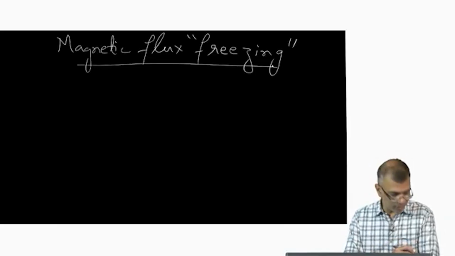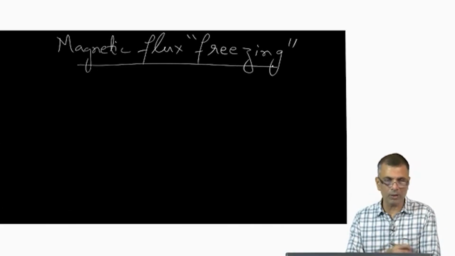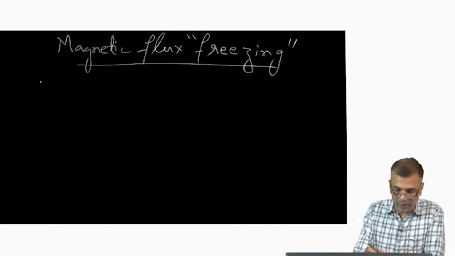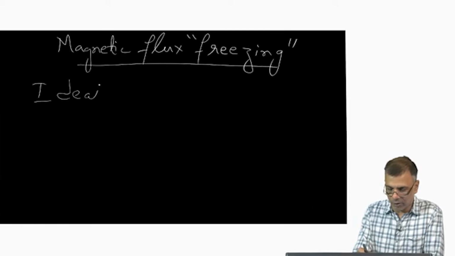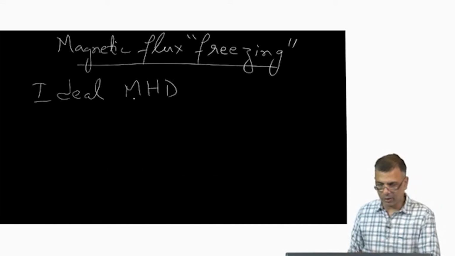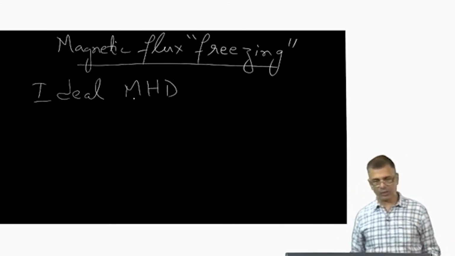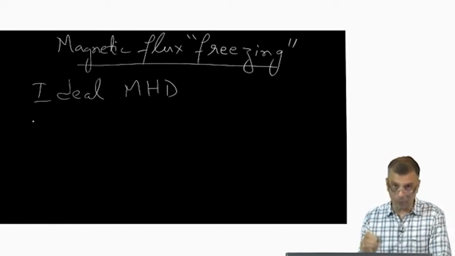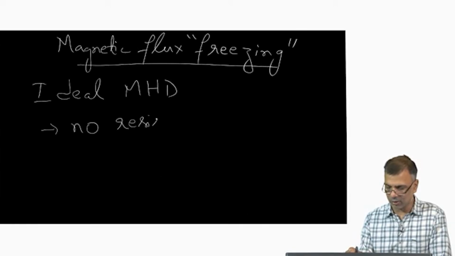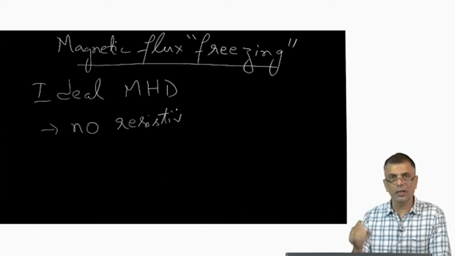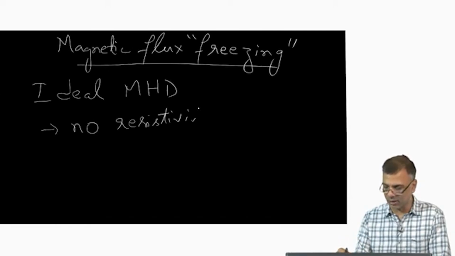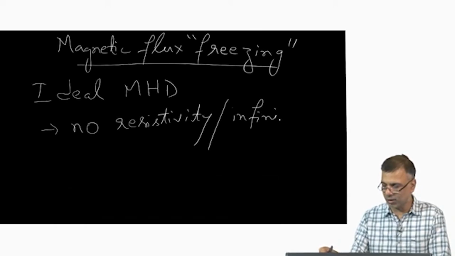We will now discuss today one of the very important consequences of ideal MHD, which is this effect called magnetic flux freezing. Ideal MHD essentially means the main thing to note is that there is no resistivity. It's in this sense that the magnetohydrodynamic system is ideal. There is no resistivity, or equivalently the conductivity is infinite.